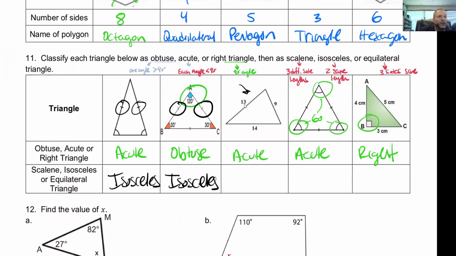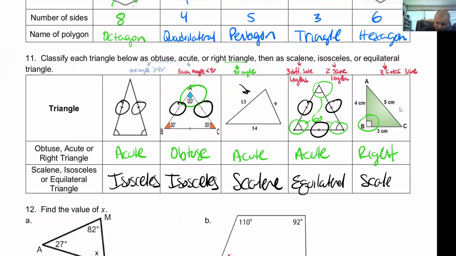This triangle here, 13, 9, and 14, those are 3 different sides. This is a scalene triangle. In this, we have 3 sides that are the same, so this is an equilateral. And in this one, 4, 3, 5, this is also a scalene triangle.